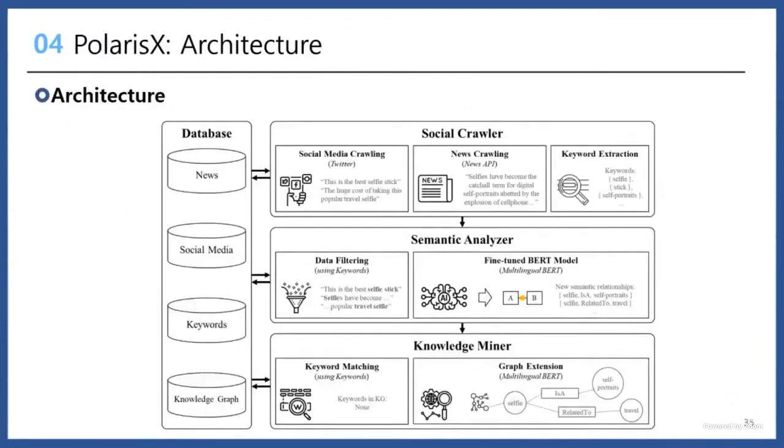This is the architecture of Polaris X. It consists of a social crawler, semantic analysis, and a knowledge miner. In the first step, data such as social media, news, etc. are collected. Semantic analysis is performed in the next step. Knowledge is extracted in the last step, and the graph is expanded.